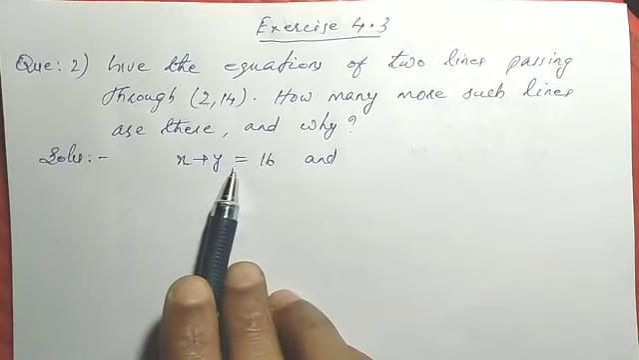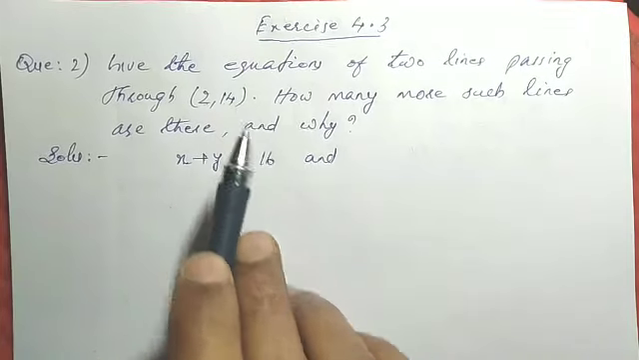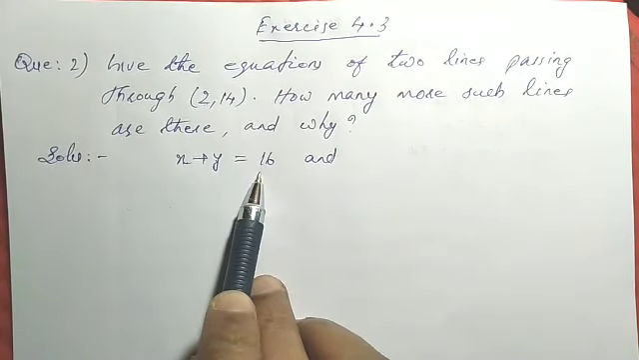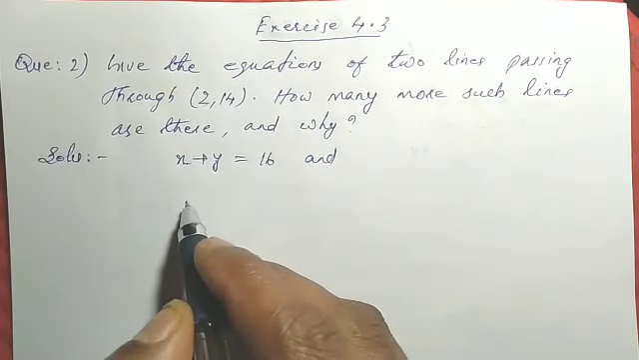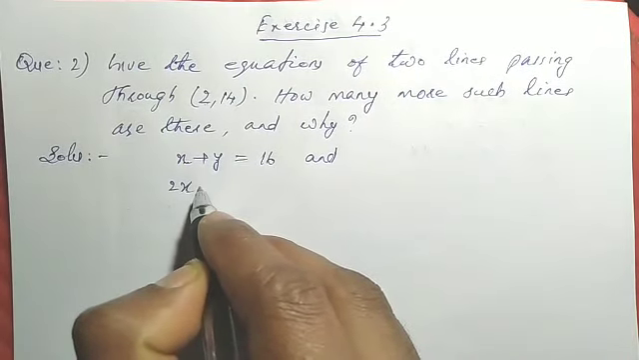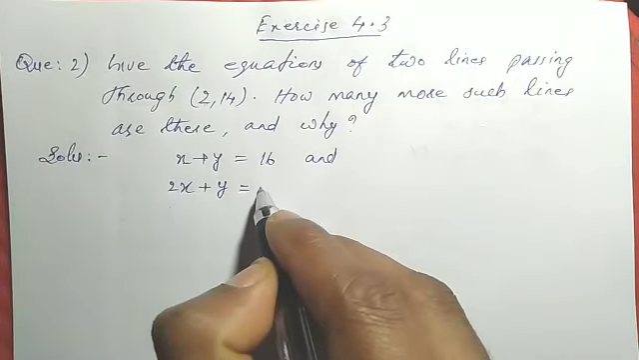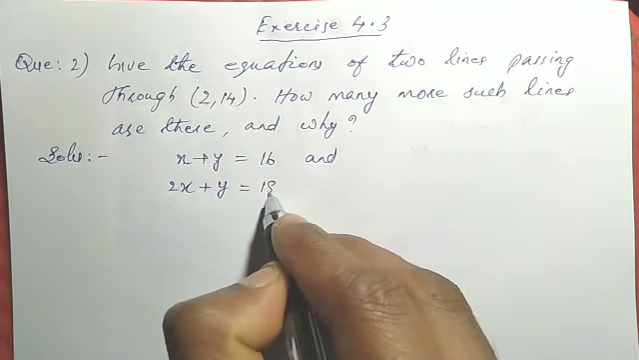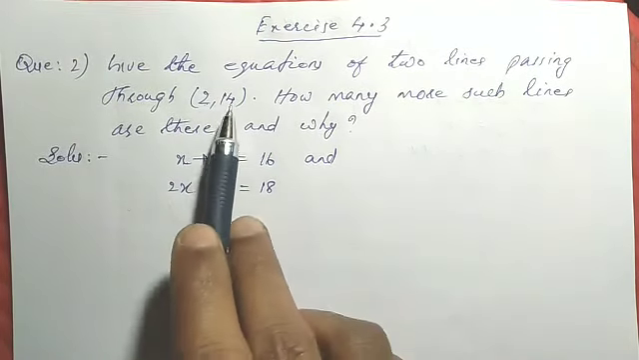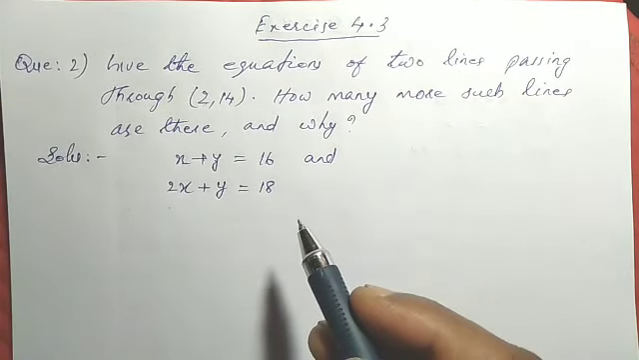If we draw the graph of this linear equation in two variables, it will pass through the point (2, 14), because (2, 14) is a solution of this linear equation in two variables. And one more equation we can write this way: 2x plus y is equal to 18. 2 2's are 4 plus 14, 14 plus 4 is equal to 18. So this way many equations we can draw.